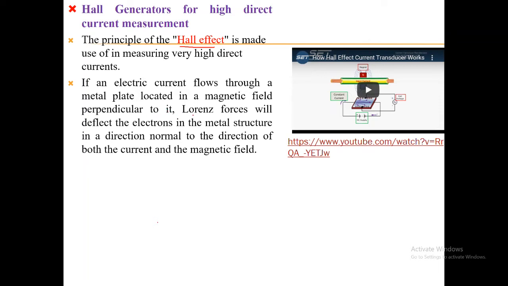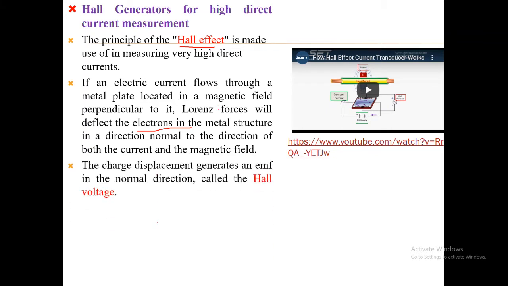So what exactly happens? It experiences the Lorentz force, and this Lorentz force will deflect the electrons in the metallic structure in a direction normal to the direction of both the current and magnetic field. This statement defines the Hall effect, and this principle is utilized to measure the unknown magnitude of current which is flowing through the current carrying conductor. We obtain the voltage value, and afterwards, by using the equation of this Hall voltage, we can calculate the magnitude of current which is flowing through the conductor.